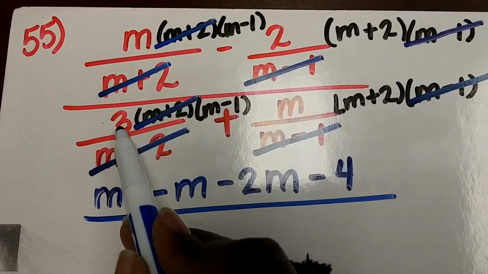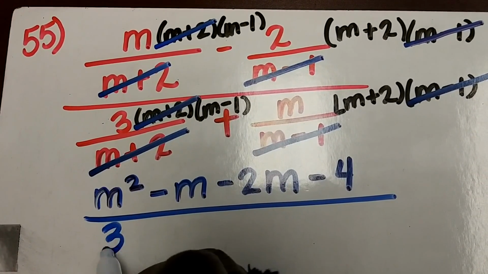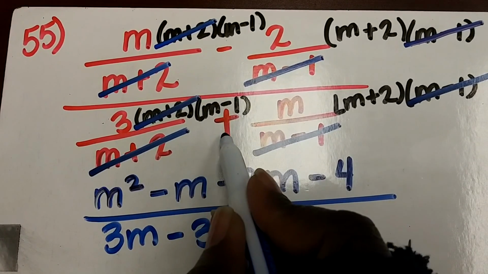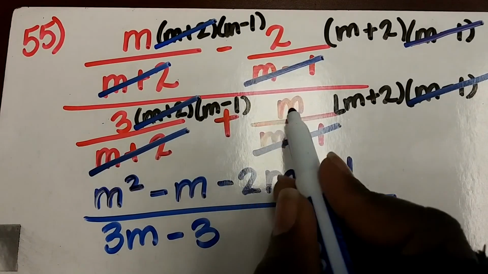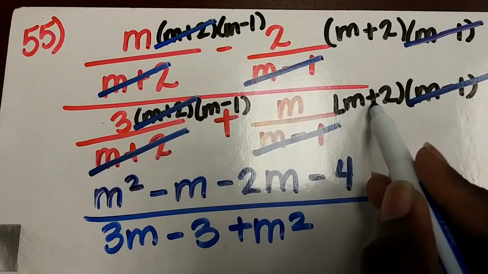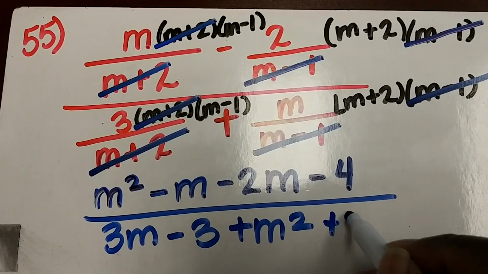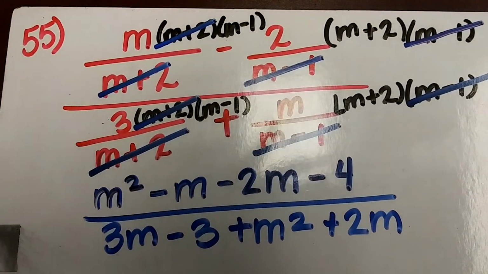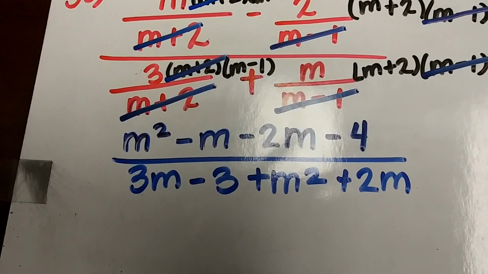Okay, do the next one. 3 times M is 3M. 3 times negative 1 is negative 3. Plus sign, so that's easy. So M times M is M squared. And M times 2 is positive 2M. Combine your like terms. I see 4 terms. Don't start doing factor by grouping. Combine your like terms if possible. And then look at your answer.